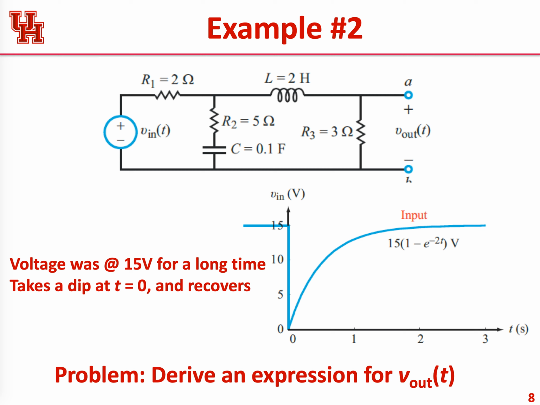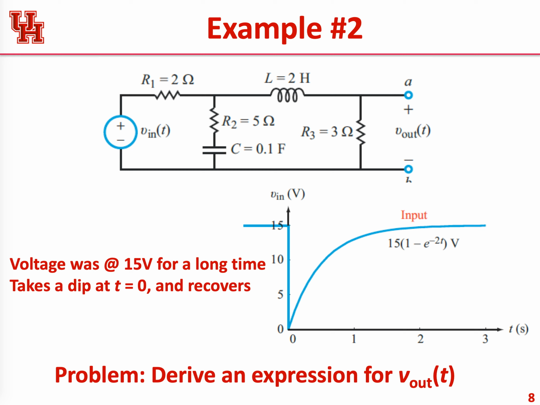And then it abruptly takes a dive, okay? And then it comes kind of springing back, okay? And the equation that describes that is 15 times 1 minus e to the minus 2t volts. So basically this voltage is like a glitch, okay? We can think of this waveform as kind of a glitch, and this is our V input, okay?